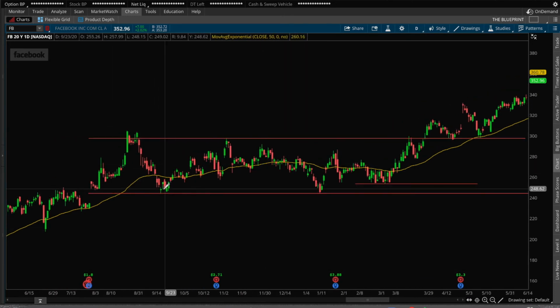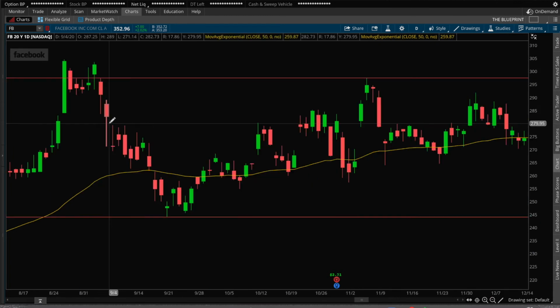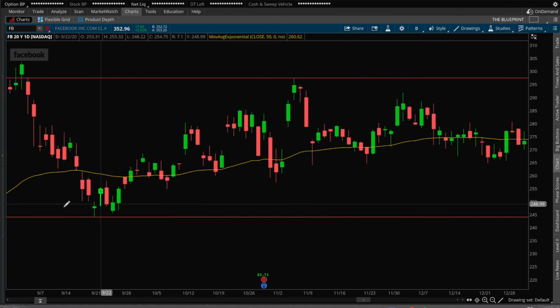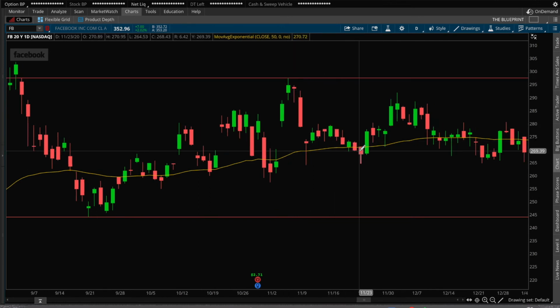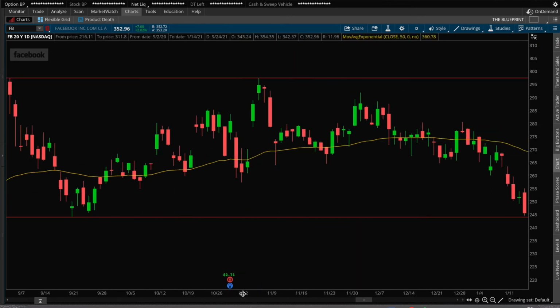So you can see here, this is support. This is an area. Price came down, bounced off this area, went up, came up here, touched this area right here. Closer for you guys: price came down, boom, bounced, came up here, touched this area of resistance, and then came back down.